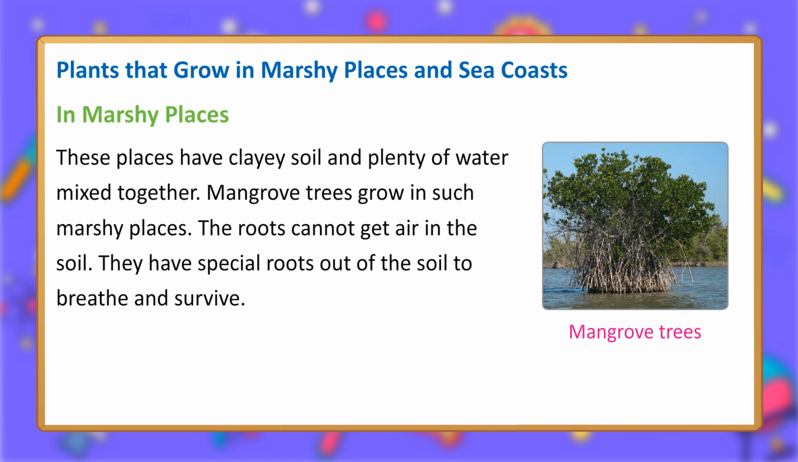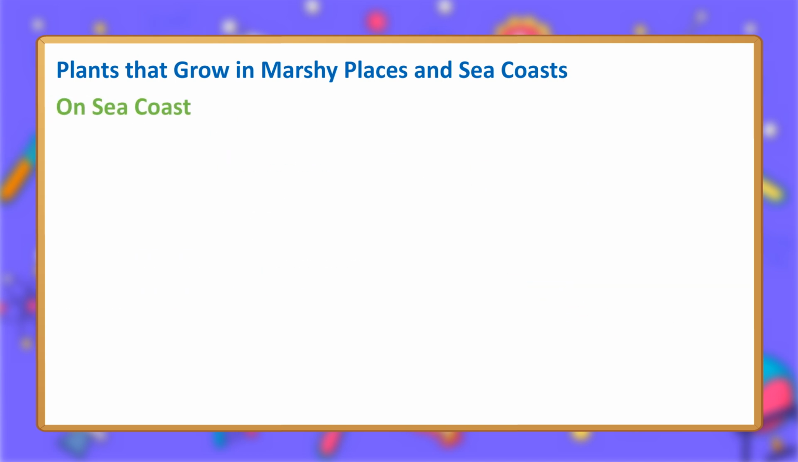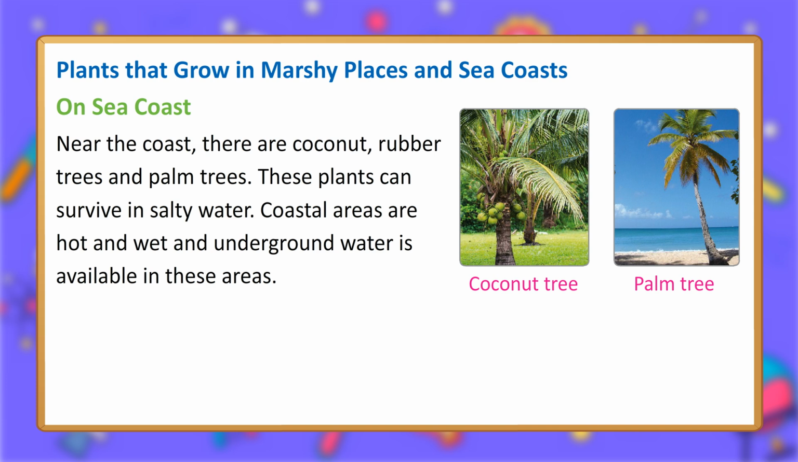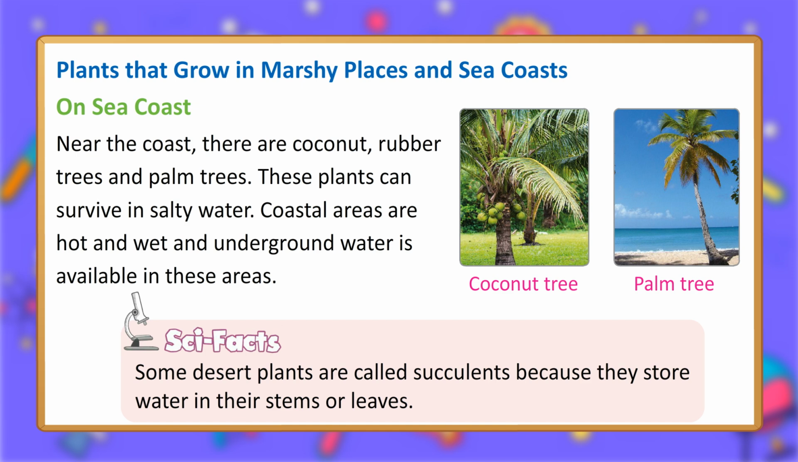Plants that grow in marshy places and seacoasts. In marshy places, these places have clayey soil and plenty of water mixed together. Mangrove trees grow in such marshy places. The roots cannot get air in the soil. They have special roots out of the soil to breathe and survive. On seacoast. Near the coast, there are coconut, rubber trees and palm trees. These plants can survive in salty water. Coastal areas are hot and wet and underground water is available in these areas.